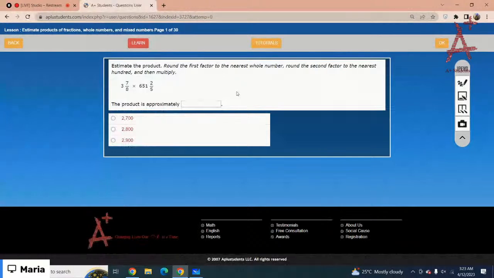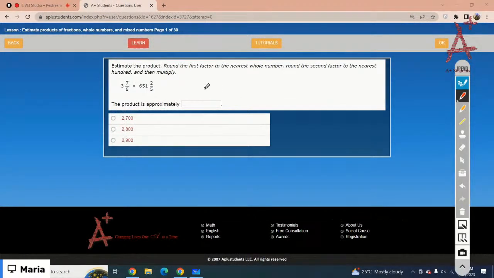Okay, 3 whole 7 over 8 times 651 whole 2 over 5. So you have to round off the second factor to the nearest 100. So 651 is rounded to which 100? It would be rounded to 700. Got it? Because 51 is more than 50, so it would be rounded to 700. Got it?